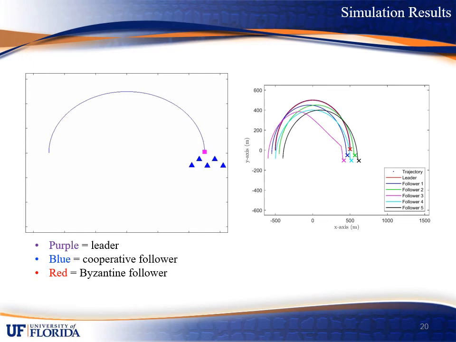Note that the purple square denotes the leader, the blue triangles denote the cooperative followers, and once followers 3 and 5 become Byzantine, their Byzantine status will be indicated by the color red. Observe that even though there are type 1 and type 2 Byzantine adversaries, the remaining cooperative followers construct the desired formation and track the leader. The figure on the right shows the trajectories of the corresponding followers for the simulation just shown here.